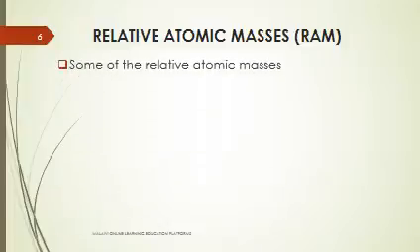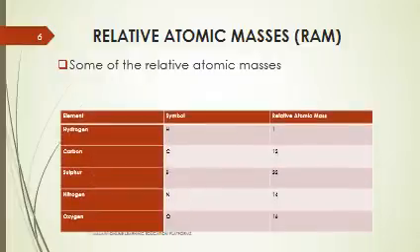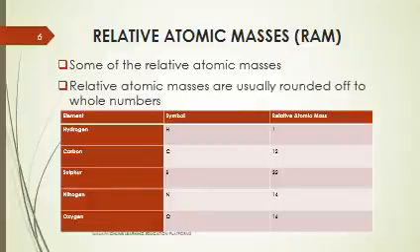So let us see the relative atomic masses of some elements. We have hydrogen with 1 as relative atomic mass, sulfur with 32, and oxygen with 16. These can be found on the periodic table. They are also known as atomic mass. Most of them have decimal places, so they are usually rounded off to whole numbers.